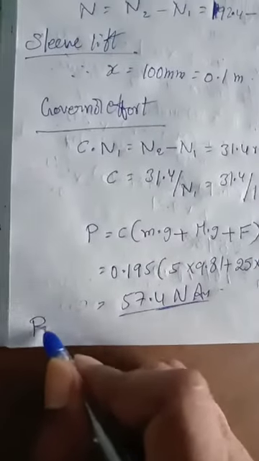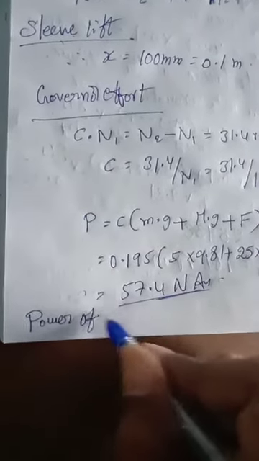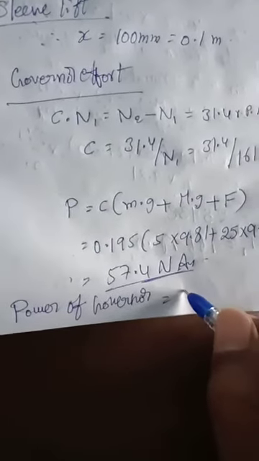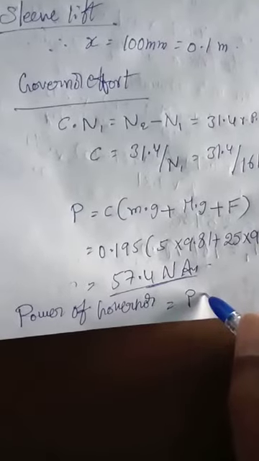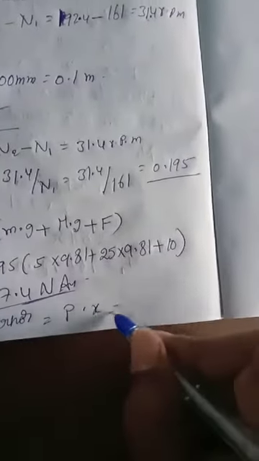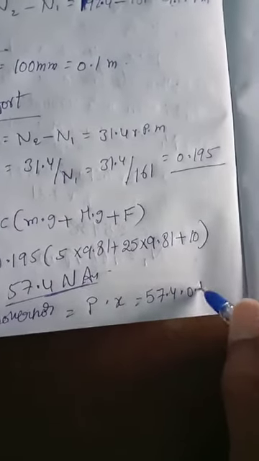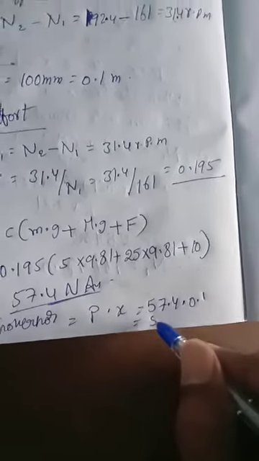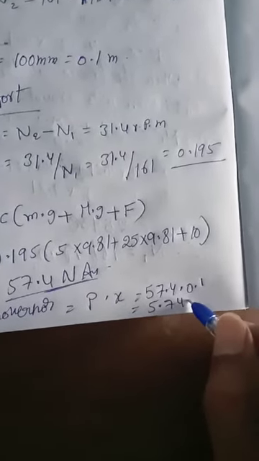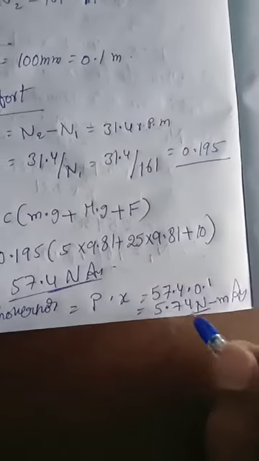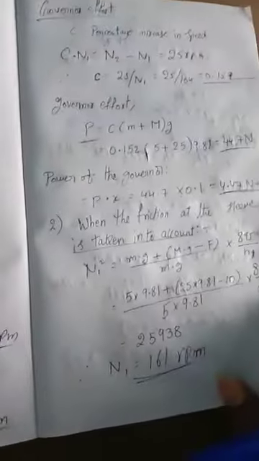Now, next we are going to see the power of the governor. Power of the governor is equal to governor effort into X. Then governor effort is 57.4, X is 0.1. So this is 5.74 Newton meters. This is the power to calculate. This is the procedure to solve the problem with governor effort and governor power.